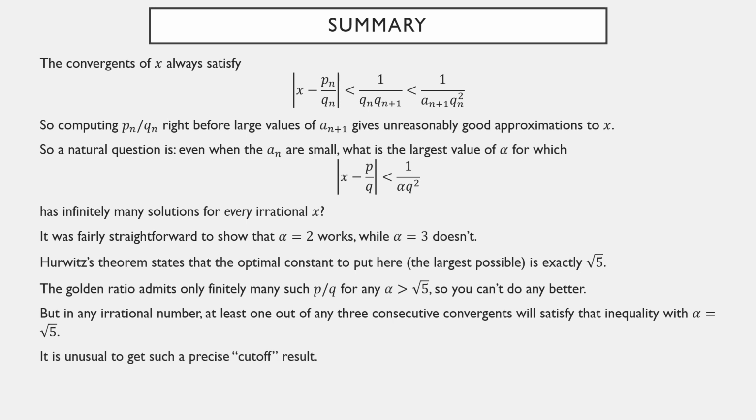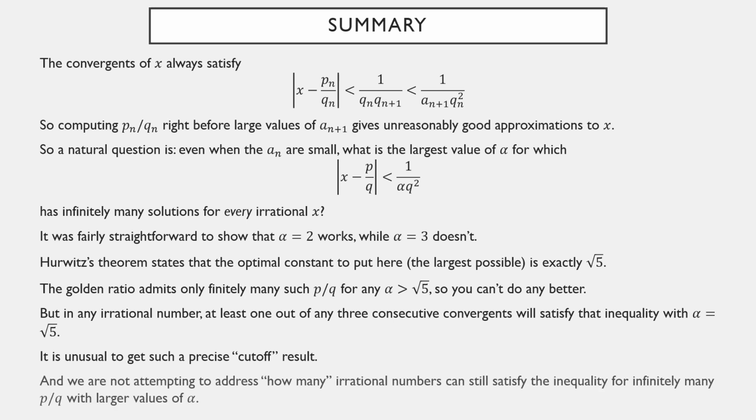This is a precise cutoff kind of result. Alpha equals root 5 or smaller? Yes, infinitely many solutions no matter what. Alpha bigger than root 5? No, not necessarily. It's not exceptionally common to get such a precise cutoff like this in a mathematical theorem. So Hurwitz's theorem is really quite nice in that regard.